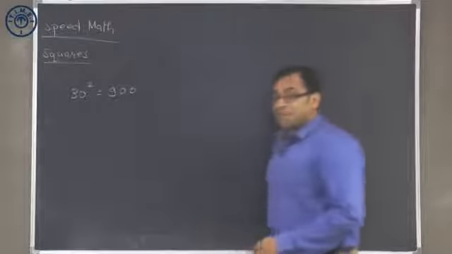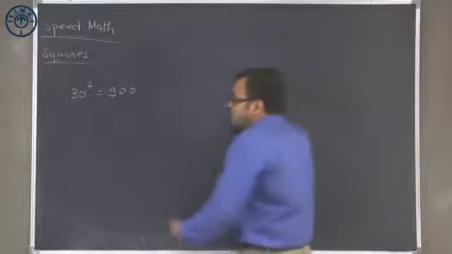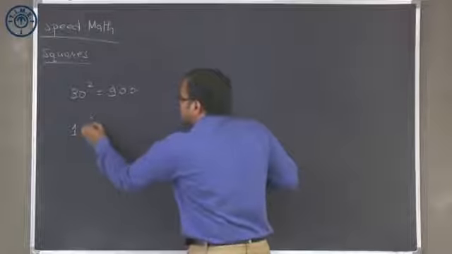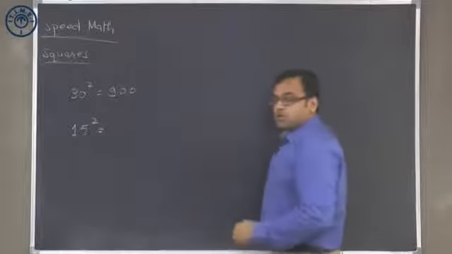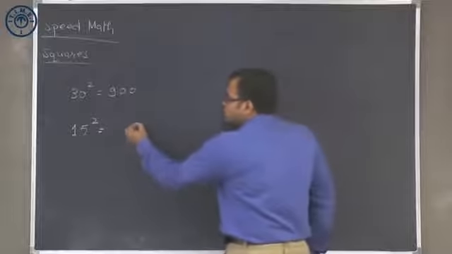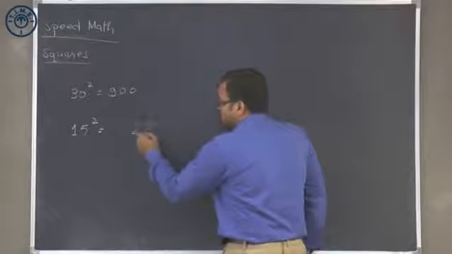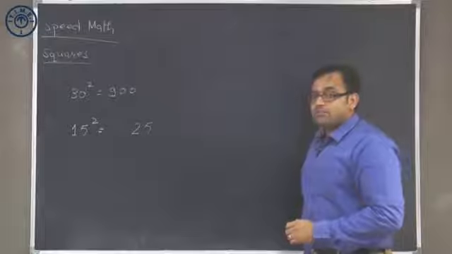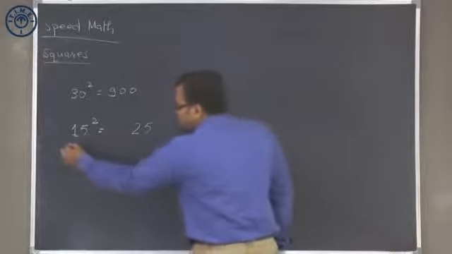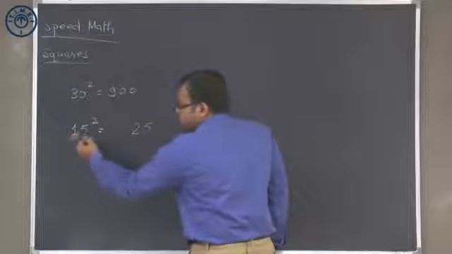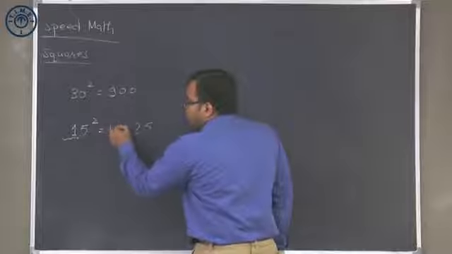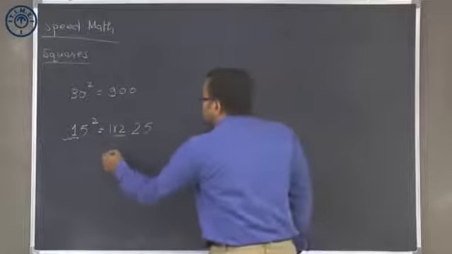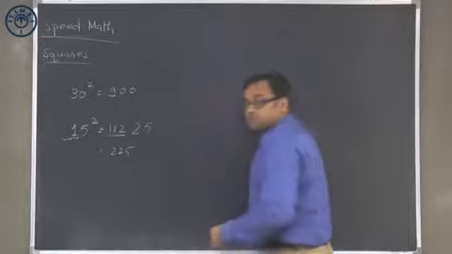Next, numbers which end in a 5. Let's say I have to calculate the square of 15. For calculating the square of 15, the last 2 digits will be 25. Before that, whatever number is there, here it is 1, you multiply 1 into 2. So 1 into 2 is equal to 2, so this will be equal to 225.